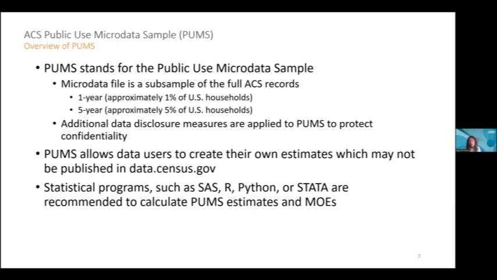PUMS files allow data users to calculate their own estimates and margins of errors that may not be available on data.census.gov. Statistical software is recommended when working with PUMS data, unless you are working with our microdata access tool on data.census.gov. And this is the tool that I'm going to be demonstrating today.